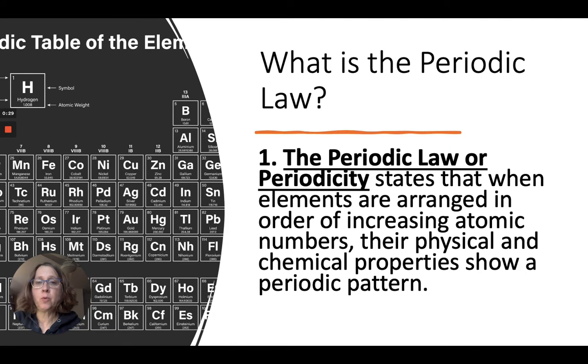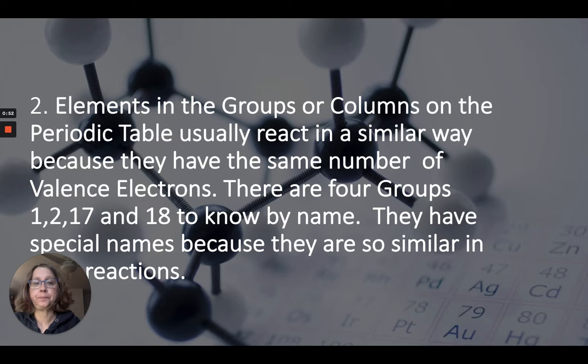So the first thing you should write down is an idea of something called the periodic law. What is the periodic law? Well, the periodic law or periodicity states that when elements are arranged in order of increasing atomic number, their physical and chemical properties show a periodic pattern. And it's very useful to know about this pattern as you're thinking about how different kinds of elements react.